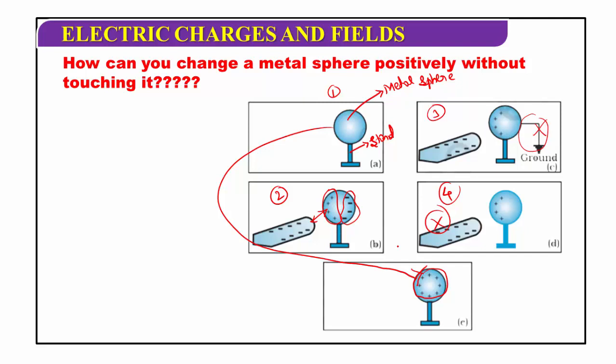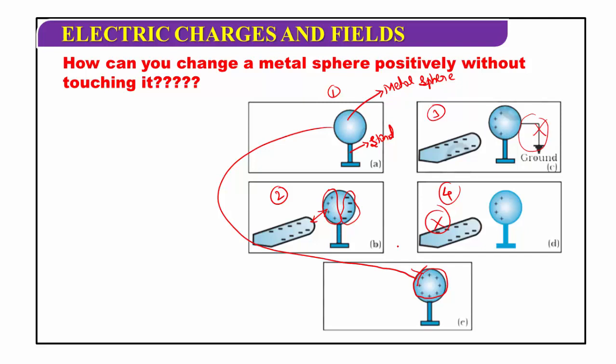In the second process, the negatively charged body is placed near the metal sphere. When the negatively charged body is placed near the metal sphere, the free electrons are moved away from the negatively charged body due to repulsive force, and due to attractive force, the positive charges are attracted towards the surface of the metal sphere.